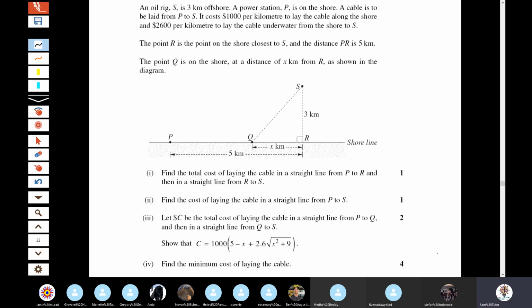All right, and then I'm like, cool, makes sense. Find the total cost of going from P to R and then R to S. So P to R we said is 5 times 1,000 plus R to S is 3 times 2,600, and what's the total cost of that? 12,800. Thank you. 12,800.